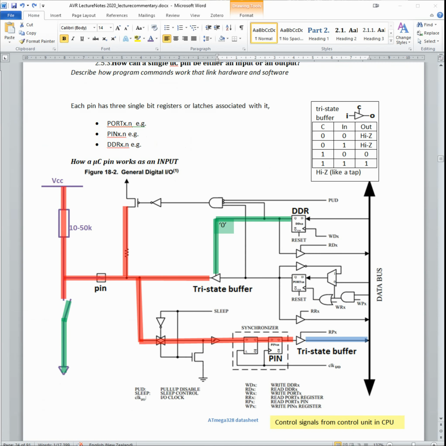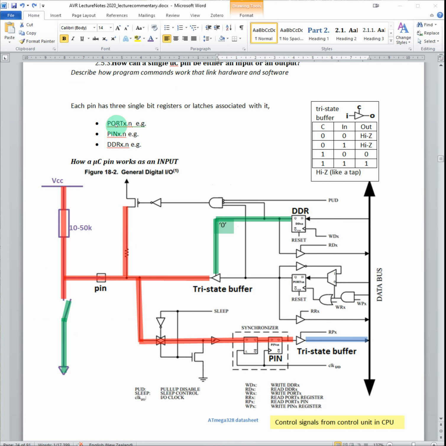So let's have a look at what happens actually inside one of the pins of the microcontroller. We've got port B, port C and port D in this particular microcontroller. Other microcontrollers go up to, well, there's Atmels that have A, B, C, D, E, F and G ports on them. But each port has a number of registers.